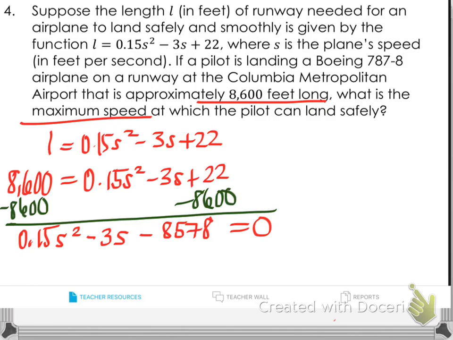Alright, so now the next step is to identify our A, our B, and our C. Our A is 1/500. Our B is negative 3. And our C is negative 8,578. Alright, now what we're going to do is sub this information in.